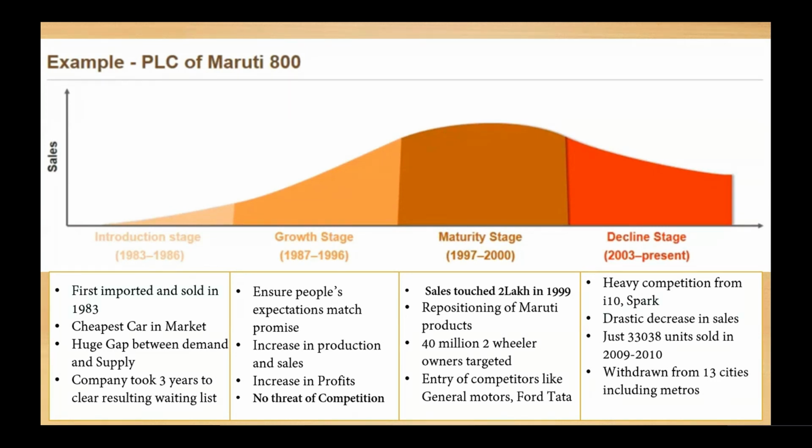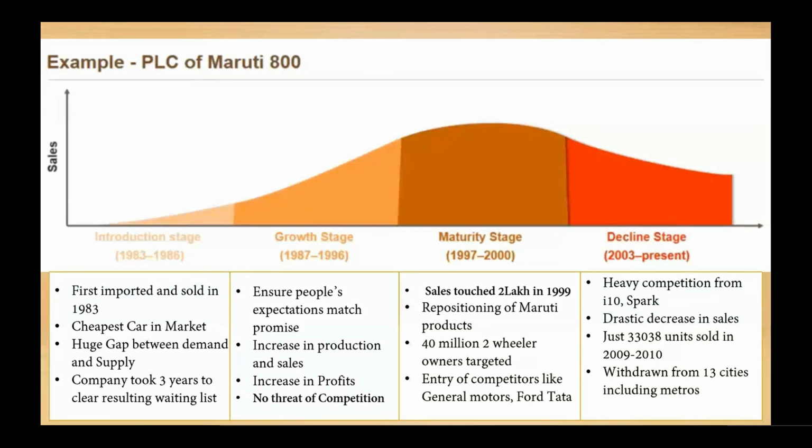However, from the year 97 onwards, what happened? Maruti 800 reached its maturity stage. Its sales touched 2 lakh in the year 1999. Maruti repositioned itself. Competitors like General Motors, Ford and Tata entered the four-wheeler industry during the phase of 97 to 2000, and because of the entry of competitors who came up with their own versions of cars, Maruti 800's profit margin shrank. Then Maruti 800 went into the saturation or maturity stage.